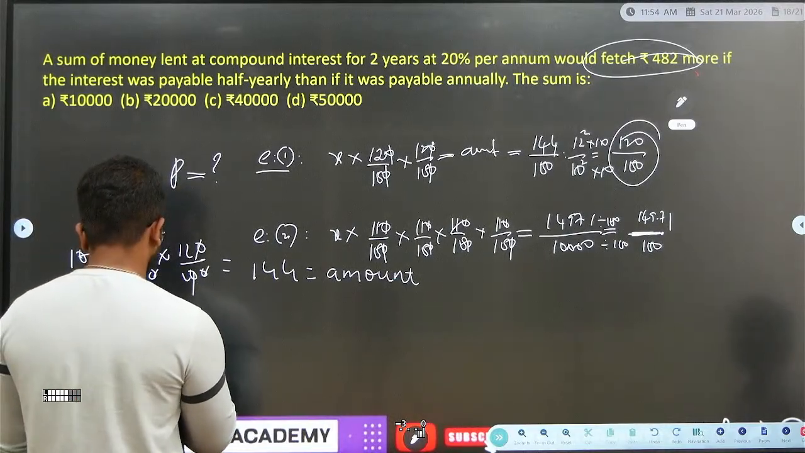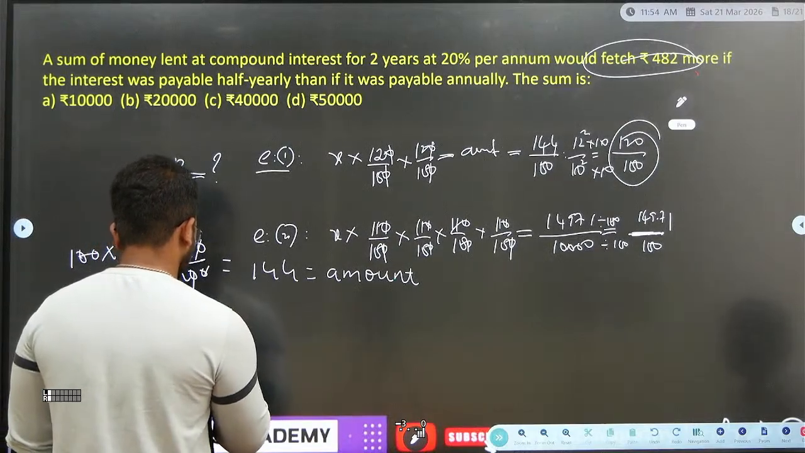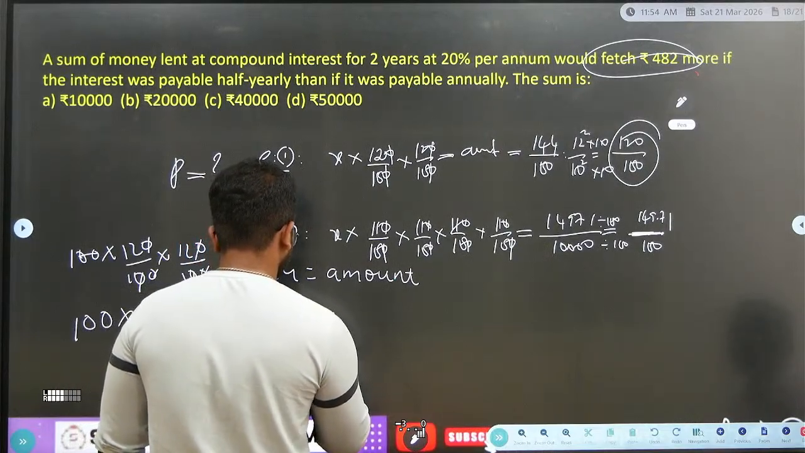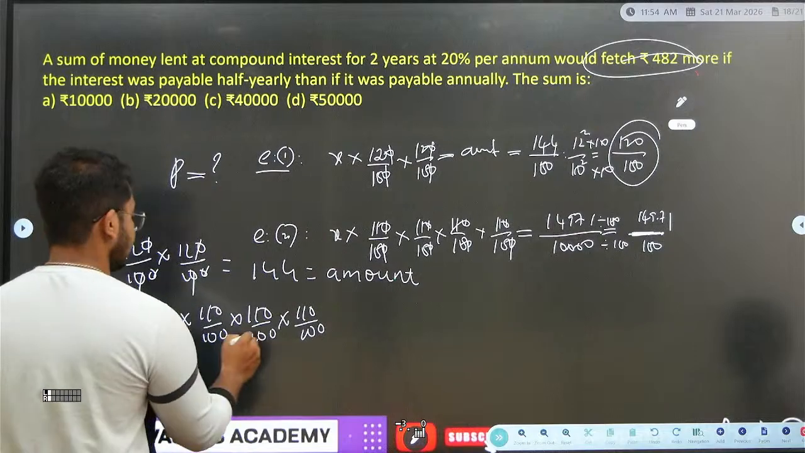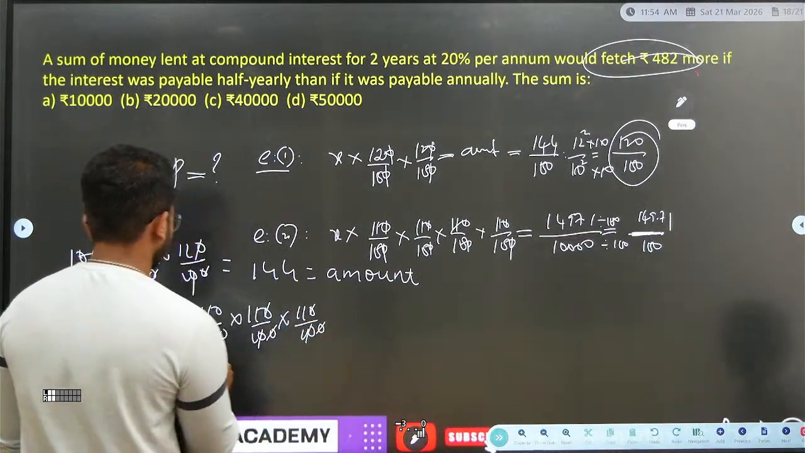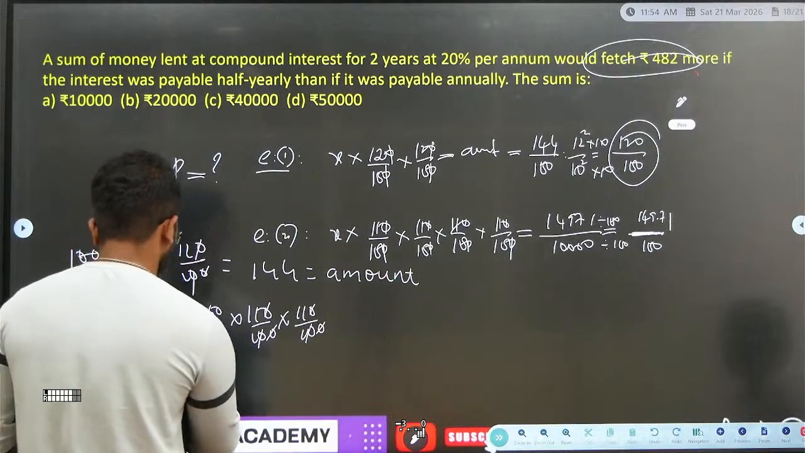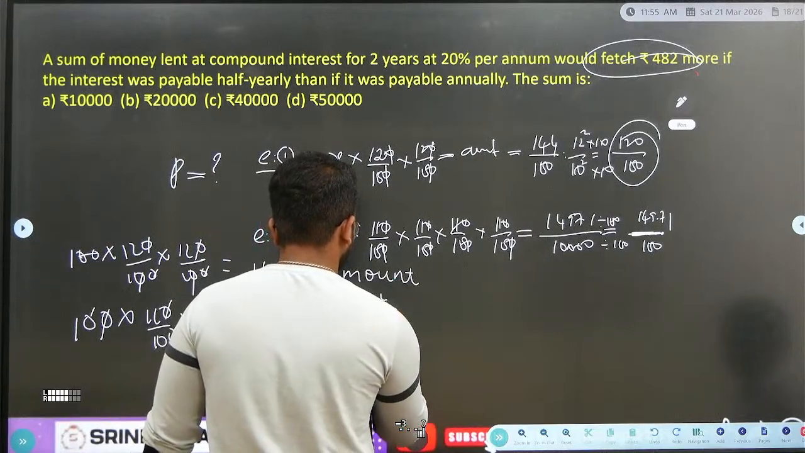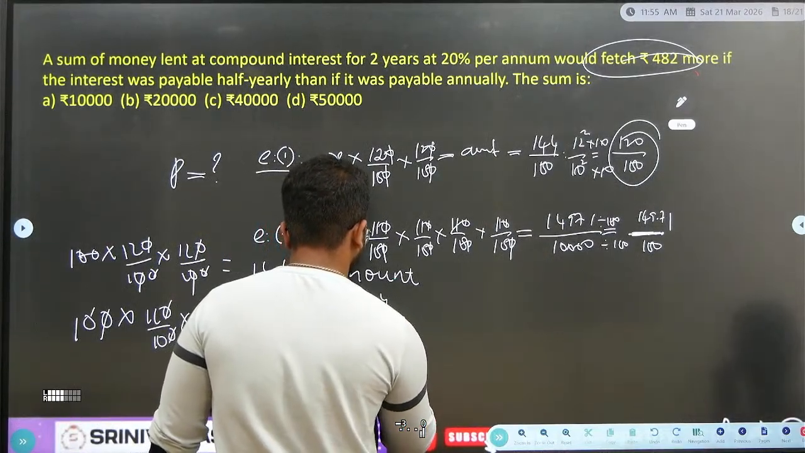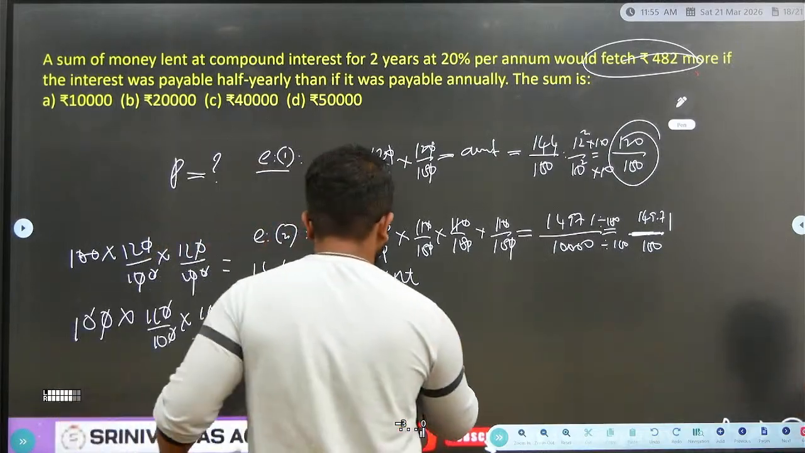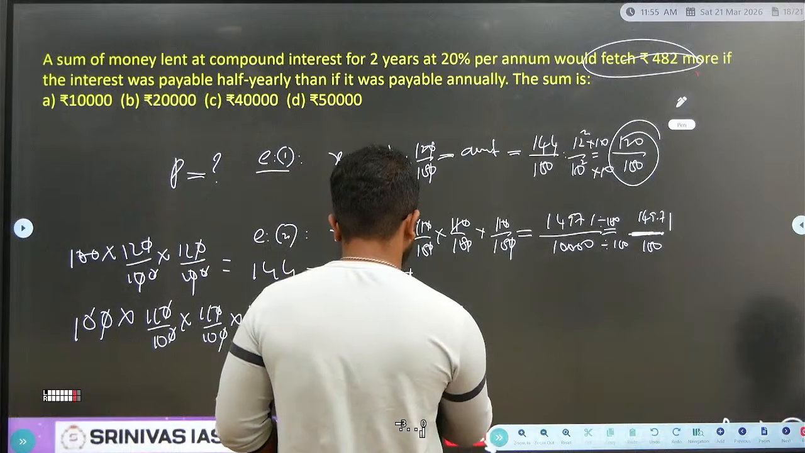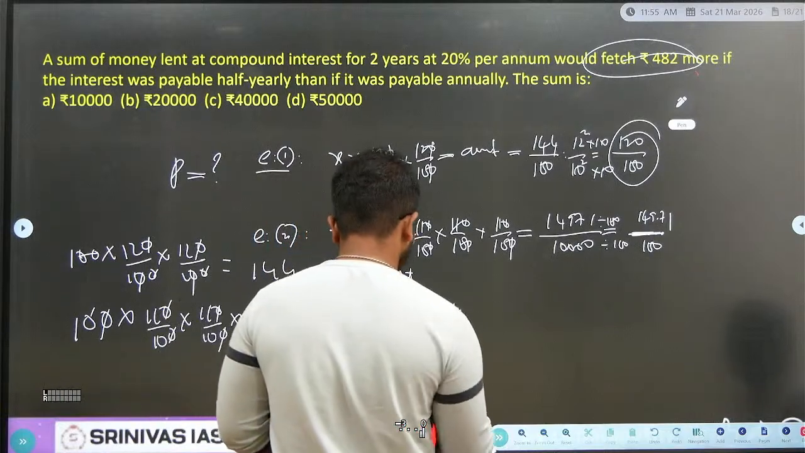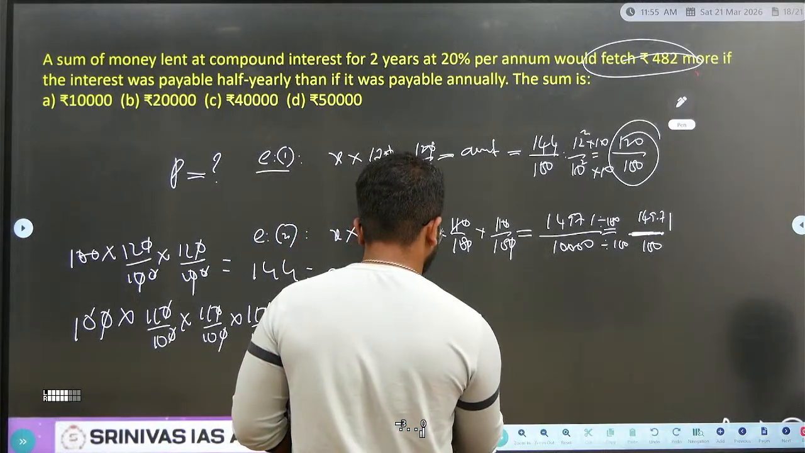110 by 100 into 110 by 100 into 110 by 100, four times you have to write. Carefully you have to do that. The 4 zeros get cancelled. It is equal to 11 to the power 4 divided by 10 to the power 2. 10 into 10 is 100. 11 to the power 4 is 14641, divided by 100.